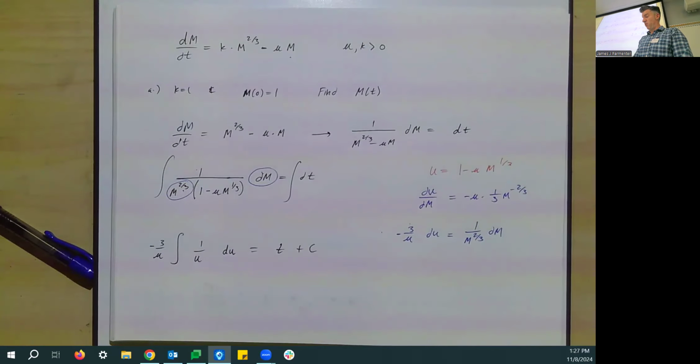All right. So then we integrate this. We get negative 3 over mu times the natural log of the absolute value of u. But let's go ahead and plug back in what u is equal to, which is 1 minus mu m to the 1/3. So it's the natural log of the absolute value of 1 minus mu m to the 1/3 equal to t plus c.